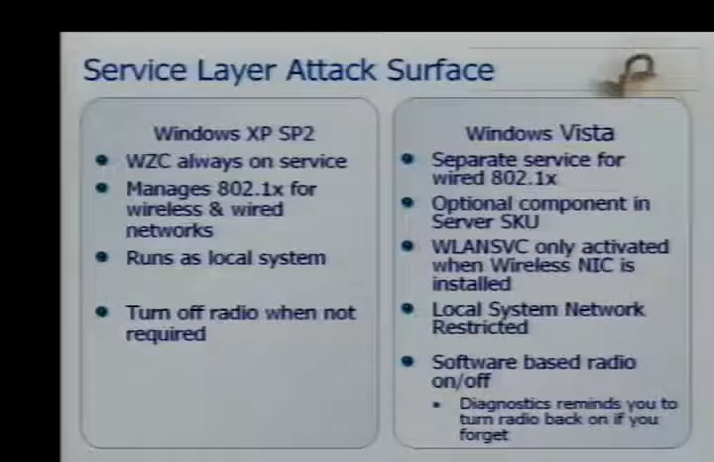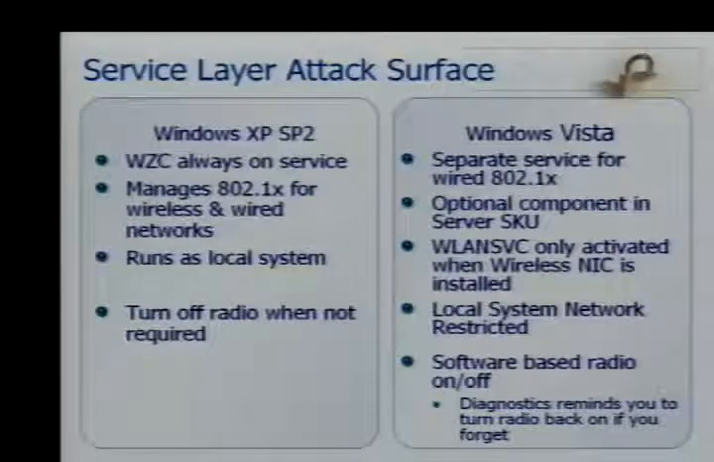If you saw John's talk earlier, he talked a bit about things like service hardening and some of the changes we've done in process. Again, our services had to go through that, and we made a few changes. In XP, wireless zero config is an always-on service. It's running on every single box. One of the core reasons for that is it manages wired 1x as well as wireless 1x. There's no discovery mechanism for wired, so it's there all the time.